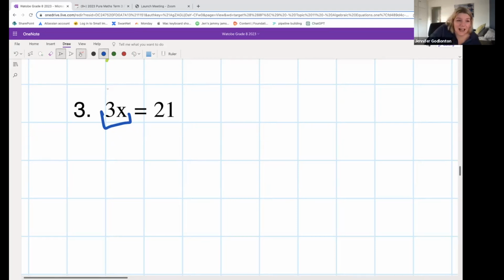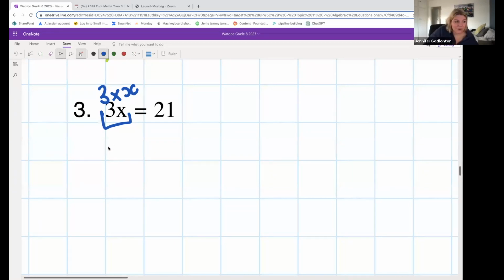Good, it means times. That means 3 times x. Okay, so just be careful when you're working through that. And then think about what your answer is going to be. Nice job, guys. 21 divided by 3. Yes. Again, we want to show all of those steps of working.